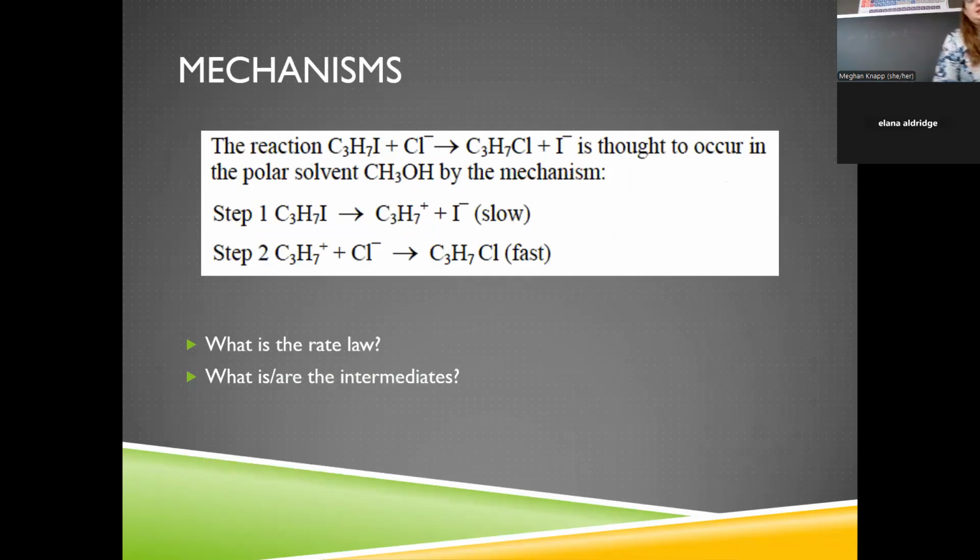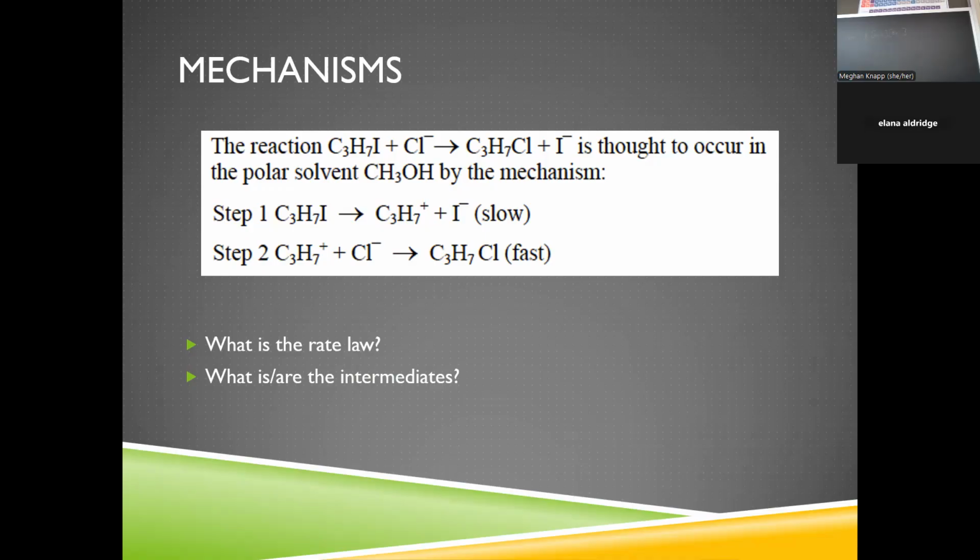Okay, now some mechanism practice. This one is written on the paper, so you don't have to write out the whole thing. So we have a reaction here. The tricky part about looking at mechanisms when they're actual chemicals is that you have all the same letters because the elements are the same, whereas if you have A's and B's, things look very different. So it makes it a little bit harder when you put the chemicals in there.